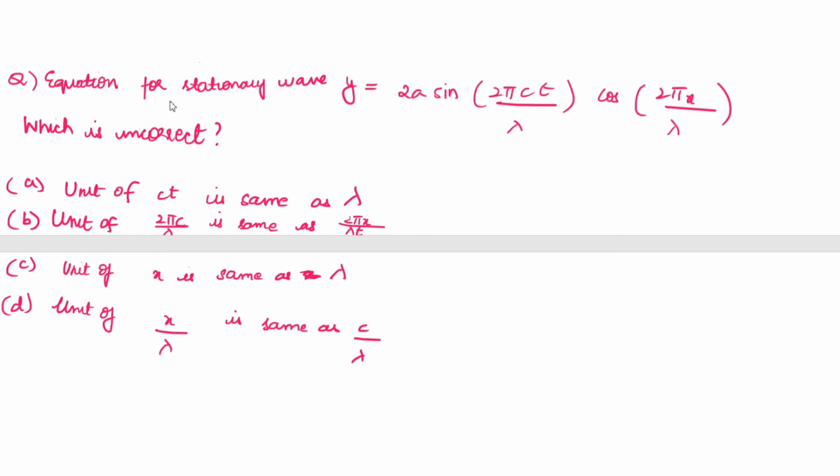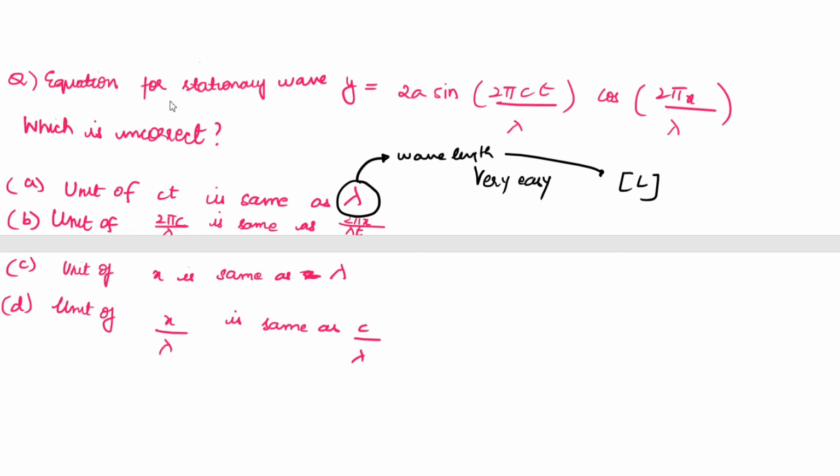So let's look at the very first option, A. Lambda, we know it's wavelength, so it has the dimensions of length. Talking about ct, speed into time, which is nothing but distance. So again, distance has the dimensions of length. So when the dimensions are the same, even the unit is going to be the same. So you have to solve everything by dimensional analysis.